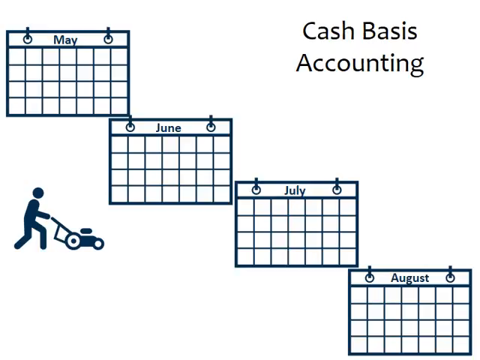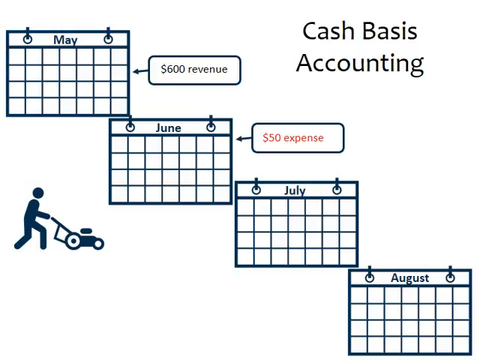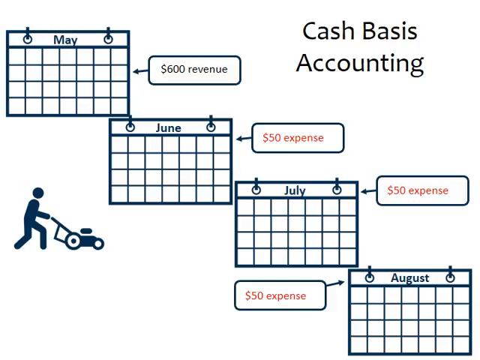Using the cash basis of accounting, the lawn mowing service would recognize $600 of revenue in May. Then it would recognize $50 of expense in June, $50 of expense in July, and $50 of expense in August. Therefore, its financial statements would show that May had net income of $600, and June, July, and August would each have a net loss of $50.